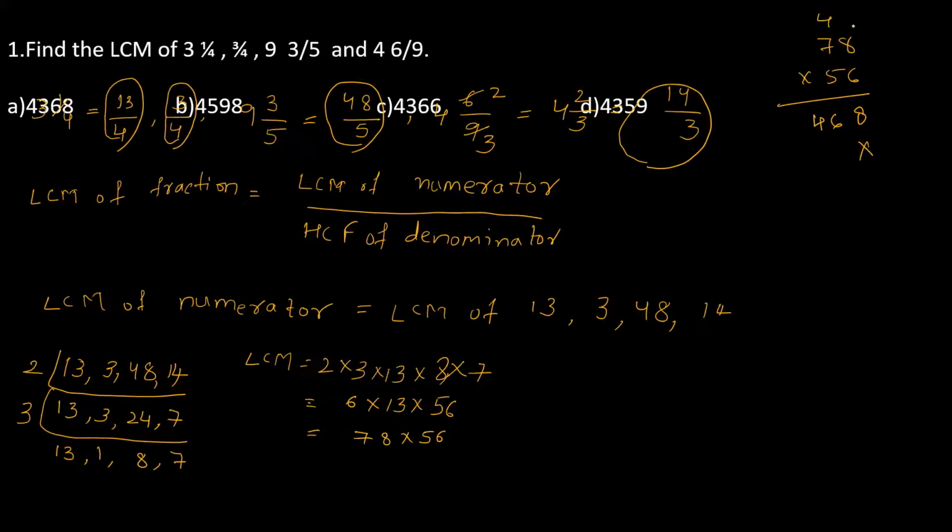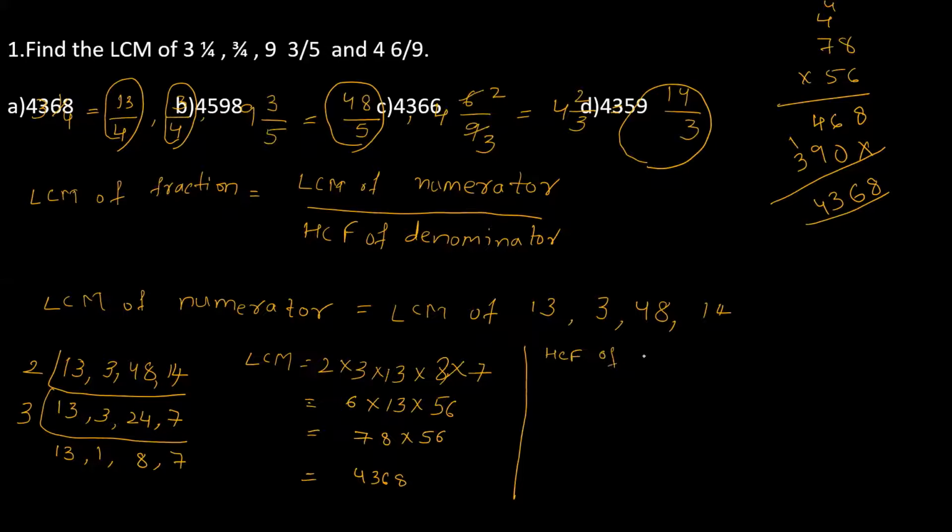5 8s are 40. 5 7s are 35. 35 plus 4, 39. 8. 6 plus 0, 6. 4 plus 9, 13. 3 plus 1, 4. 4 3 6 8. What is the LCM of the numerators? 4368. Okay. Now find HCF.